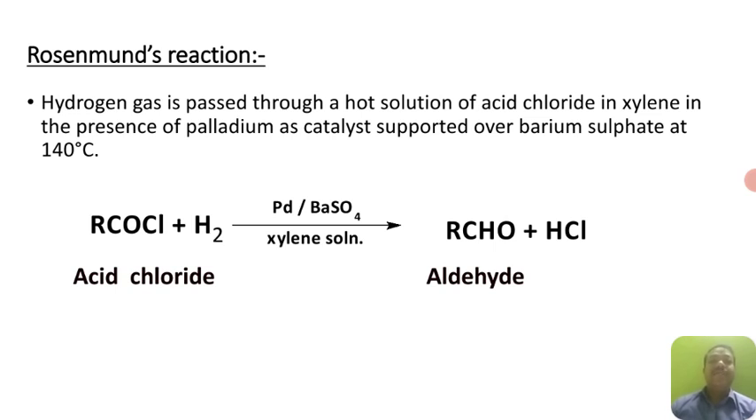Further, if palladium is not partially deactivated, the reaction may proceed further and we further reduce it to alcohols, primary alcohols. Therefore, in Rosenmund's reaction, we take acid chloride and catalytically reduce it in the presence of partially deactivated palladium catalyst.